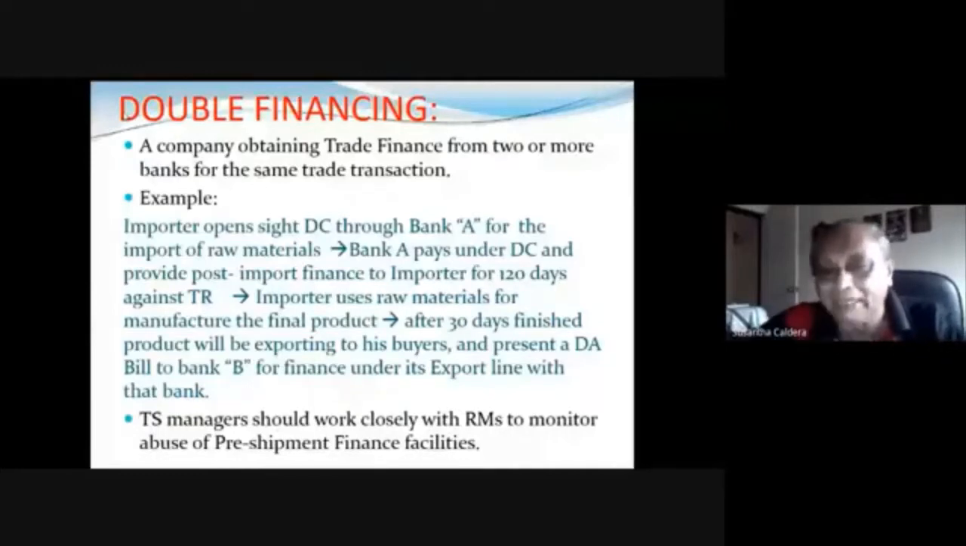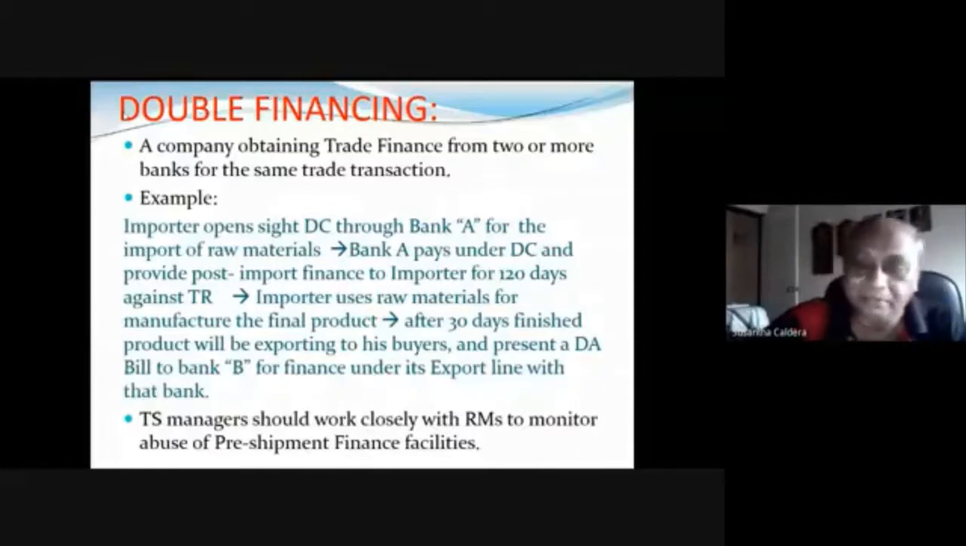That is why we say trade service managers should work closely with relationship managers to monitor abuse of pre-shipment finance facilities. Right?